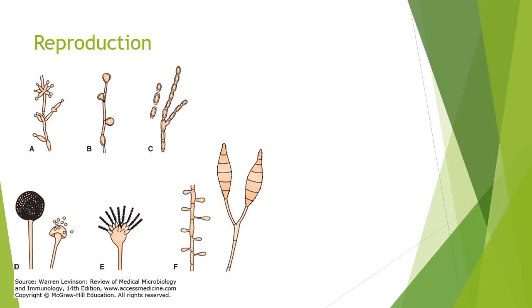How do these fungi reproduce? The major reproduction mechanism is by spores. Most of the medically important fungi propagate or reproduce by asexual spores known as conidia. And these asexual spores actually form at the side ends of specialized structures.